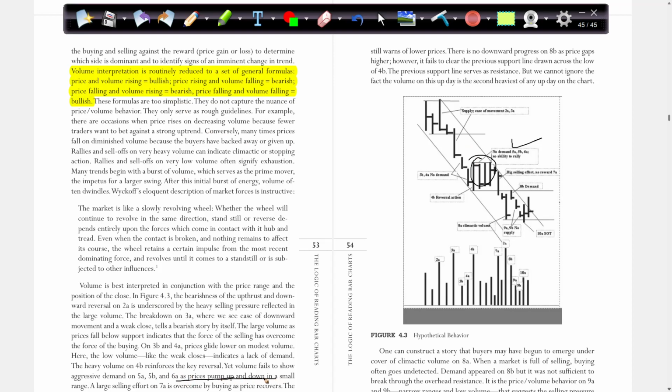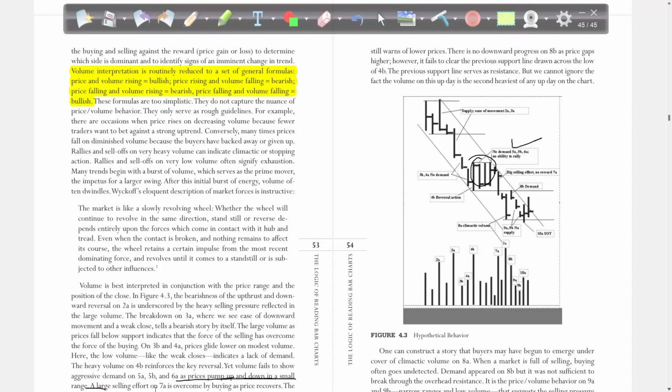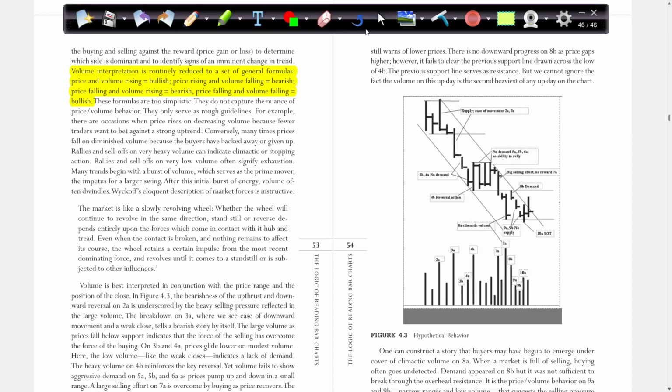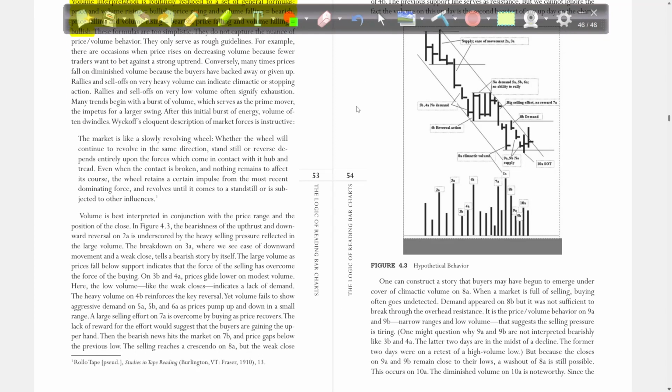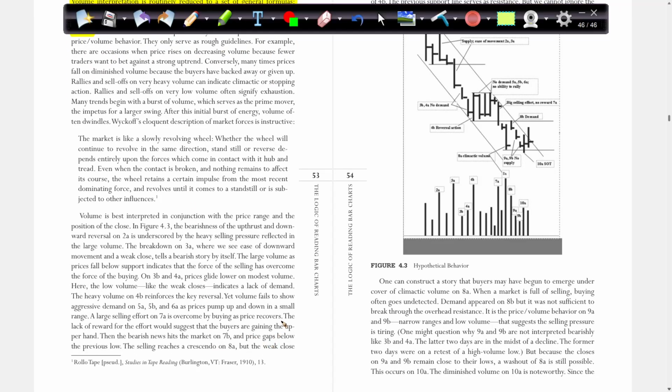As prices pump up and down in a small range, a large selling effort on 7A is overcome by buying as prices recover. The lack of reward for the effort would suggest that the buyers are gaining the upper hand. Then the bearish news hit the market on 7B, and price gaps down below the previous low.